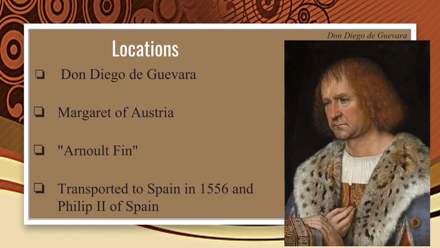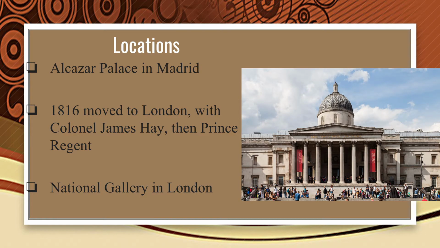Once inherited by Margaret's niece, the painting was transported to Spain in 1556 and was soon taken into the possession of Philip of Spain. From then on, it remained in the Alcazar Palace in Madrid, even when it was rebuilt into the Royal Palace of Madrid. Then, it left its place many years later in 1816, when the painting was moved to London with Colonel James Hay, who was a Scottish soldier, when he had apparently fallen in love with the painting and persuaded the owner to sell it to him.